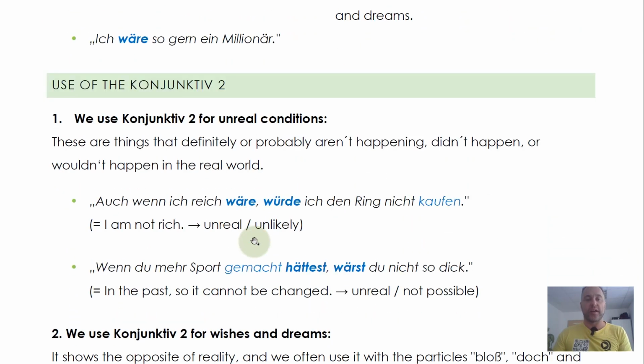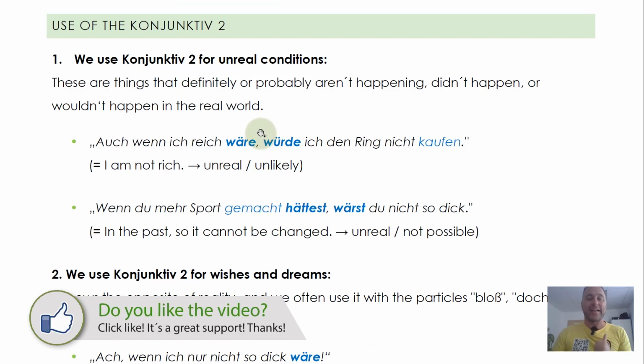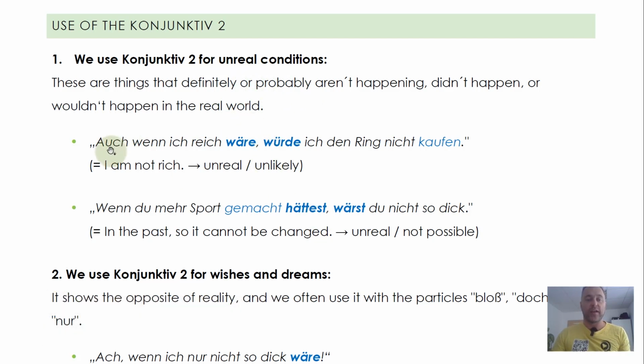So let's have a look at this more in detail. For unreal conditions, that's the most common use. So here we have an unreal condition. Auch wenn ich reich wäre, würde ich den Ring nicht kaufen. So, if I were rich, I wouldn't buy the ring. I'm not rich, so it's unreal, or at least unlikely. So here, this is a condition. If I were rich, then I wouldn't buy that ring, even if I were rich. This is unreal. I'm not rich.